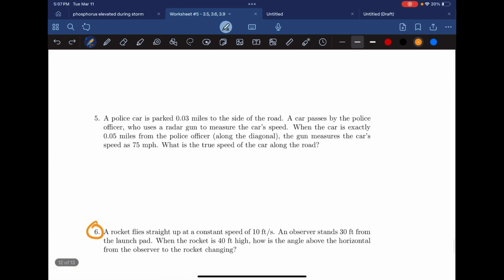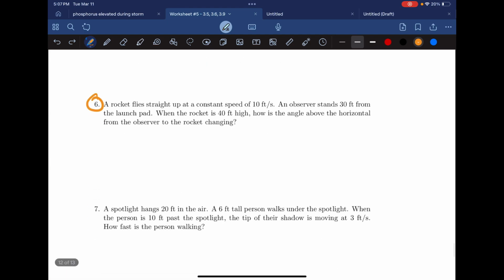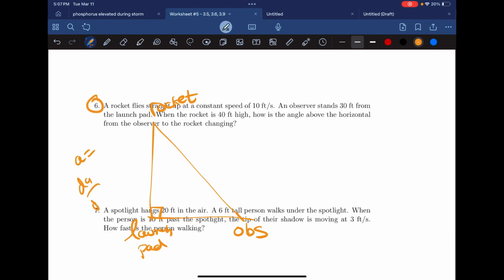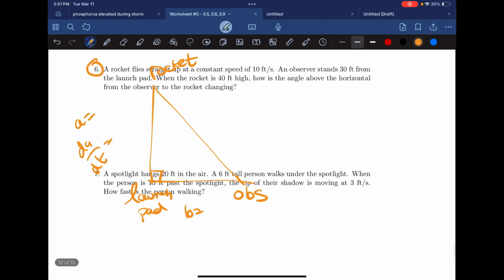Okay, so then the next one is going to be: a rocket flies straight up at a constant speed of 10 feet per second. And an observer stands 30 feet from the launch pad. When the rocket is 40 feet high, how is the angle above the horizontal from the observer to the rocket changing? Well, let's figure that out. So, if we draw our triangle, the observer is here. The launch pad is here. And the rocket is here. So, we've got A, dA/dt, B, dB/dt.